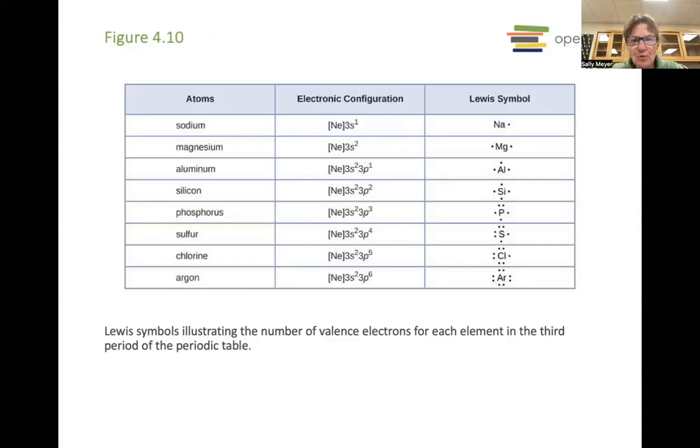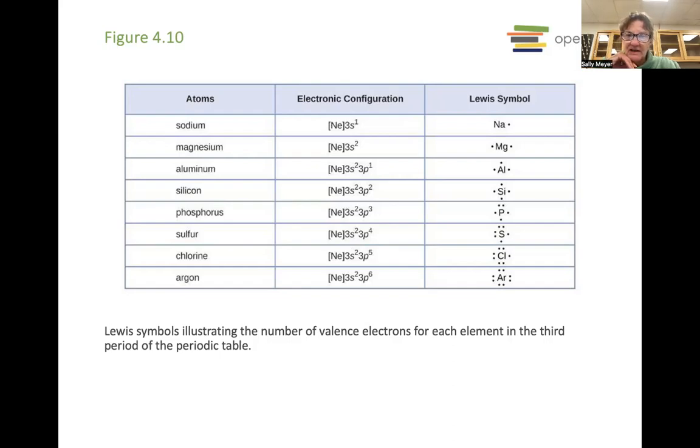So we know from last chapter that we can draw electron configurations for each and every atom. And when you do that with Lewis symbols, you just represent each electron as a dot. So the dots represent the electrons that would be in the valence shell for those atoms. So sodium has that inner shell that's full, so we have that in brackets, neon, but it has one more electron in its valence shell. So that's represented with a dot in a Lewis symbol.